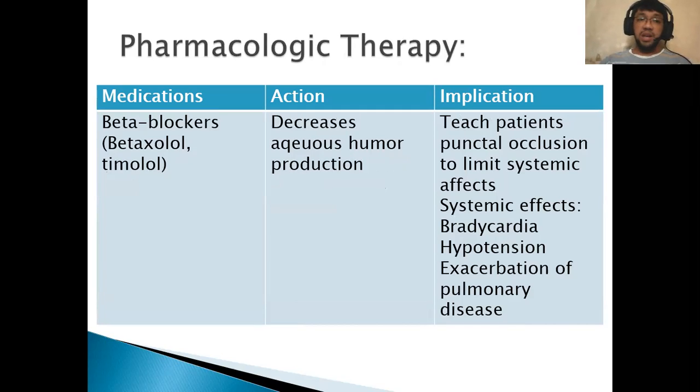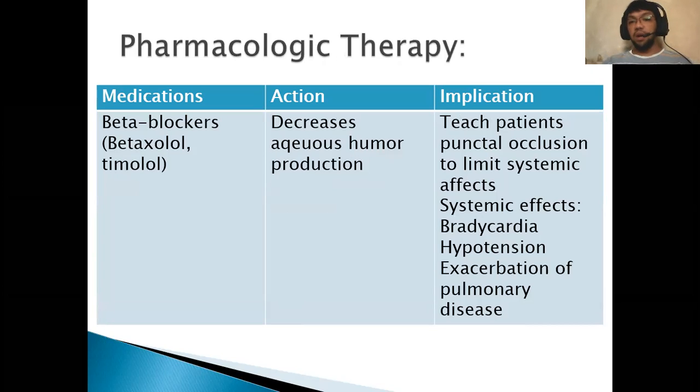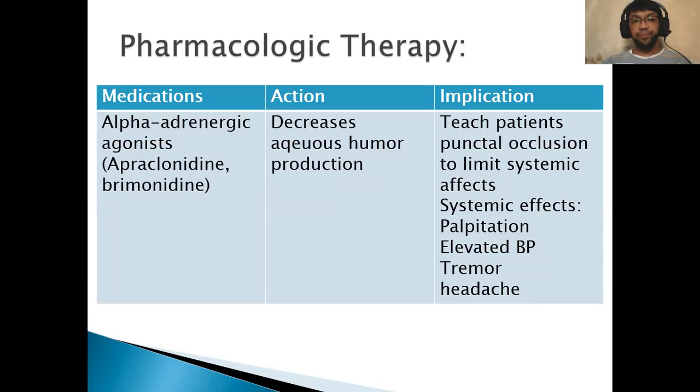Beta blockers, such as betaxolol and timolol. This will decrease aqueous humor production. Again, teach patients about punctal occlusion to limit systemic effects. The systemic effects are opposite of those of the adrenergic agonists, since they will cause bradycardia, hypotension, and exacerbation of any pulmonary disease if there is, such as asthma.